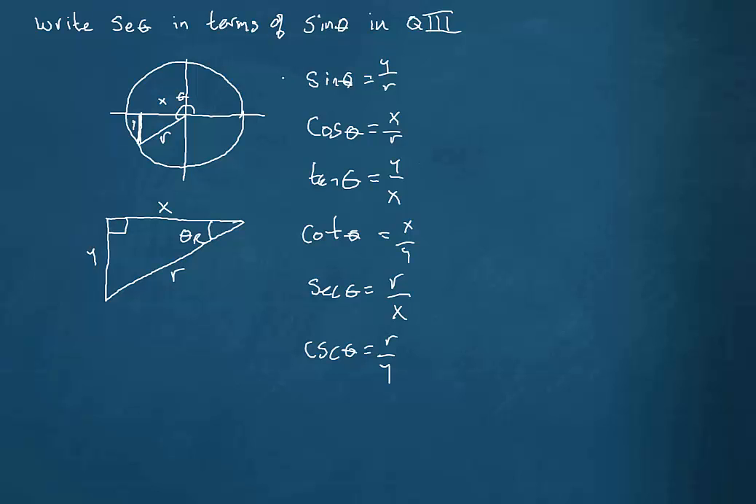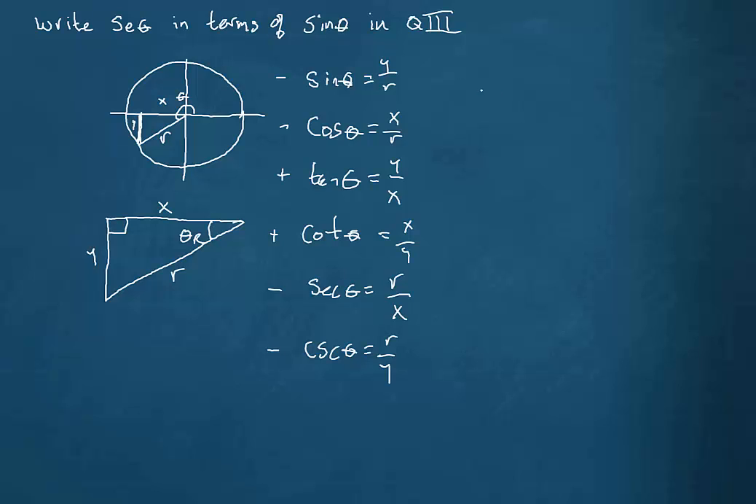Now again, remember that sine and cosine would both have negative coefficients. The tangent and the cotangent would both be positive because y and x are both negative in the third quadrant, and so that ratio, y over x or x over y, would be positive. Secant and cosecant would both be negative because r is always positive and x and y are both negative in the third quadrant.